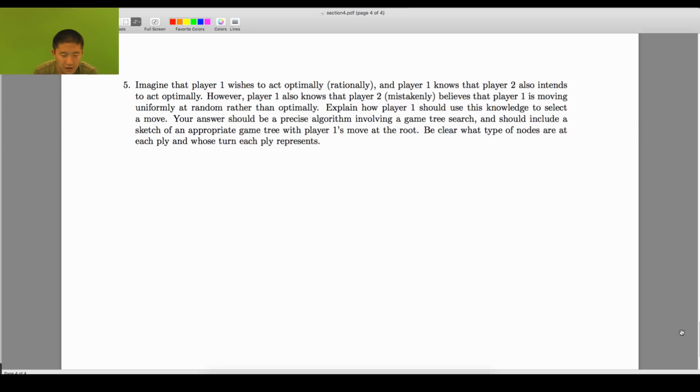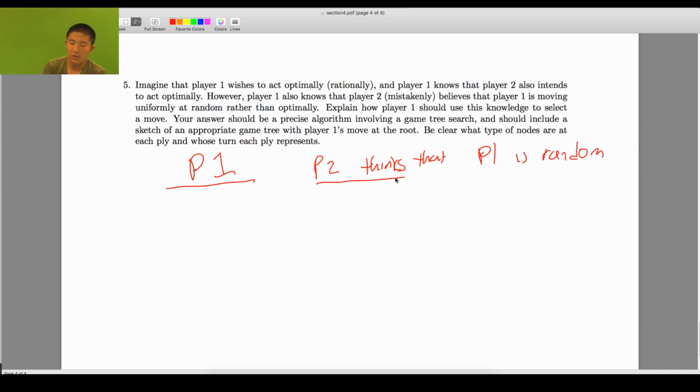Now for the last question, 5. Imagine that player 1 wishes to act optimally, and player 1 knows that player 2 also intends to act optimally. However, player 1 also knows that player 2 mistakenly believes that player 1 is moving uniformly at random rather than optimally. So as player 1, we want to use this knowledge to our advantage, the fact that player 2 thinks that player 1 is a random agent. So we can leverage this information by constructing a game tree from player 2's perspective. Player 2 thinks that player 1 is random, so given that, player 2 will do expect_max. Or in this case, expect_min, because player 2 is a minimizing agent.